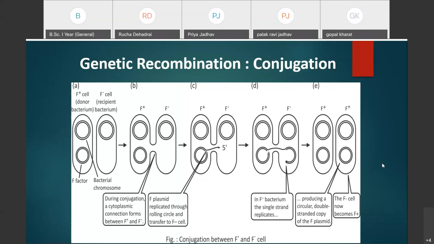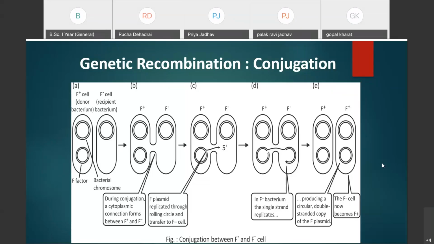Sexuality in bacteria was reported for the first time by Tatum and Lederberg in 1947. They were working on the bacterium Escherichia coli, and while working on E. coli, they reported that the transfer of genetic material from one bacterial cell to another takes place. Here they reported that it does not involve the fusion of gametes.